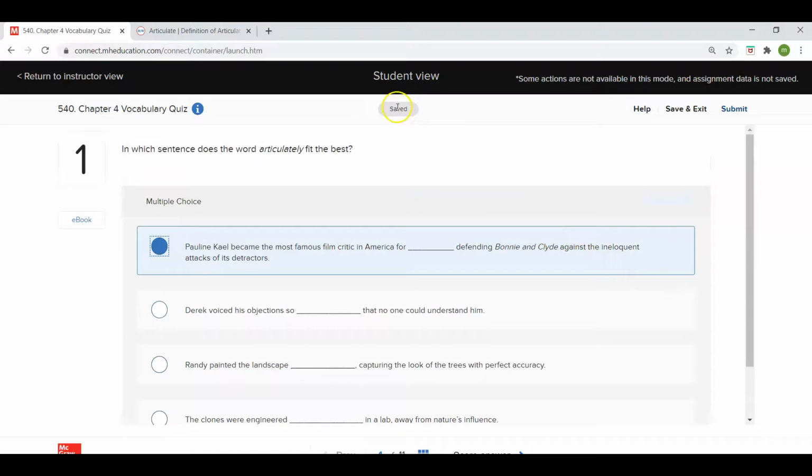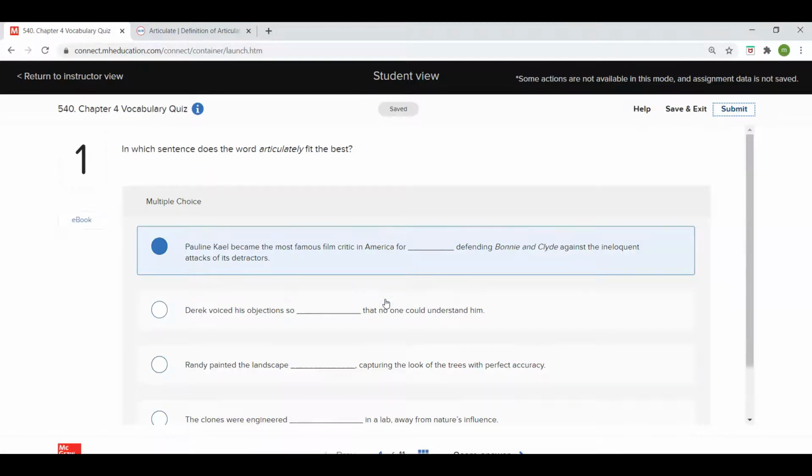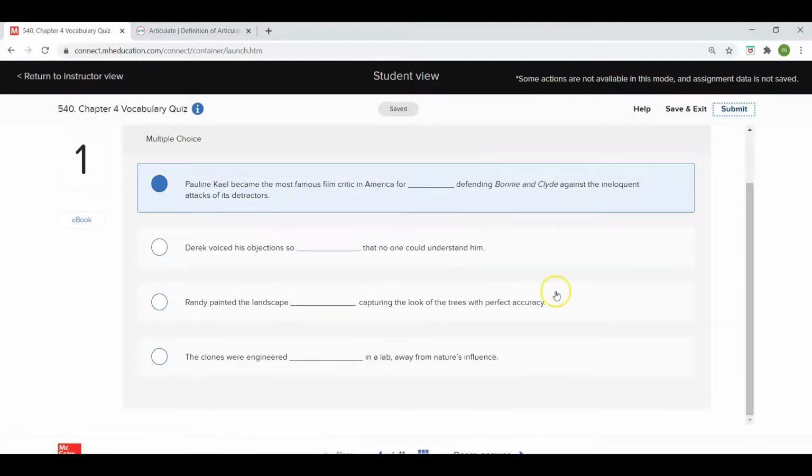Now, it says that it's saved. It says that it's been saving my work. I can save and exit, or I can submit. Can I submit that item? Let me see. No. It says you have 10 incomplete questions. Visit the question map. Submit now. No. So otherwise, cancel. No, we don't want to do that, right? What we need to do is go next.